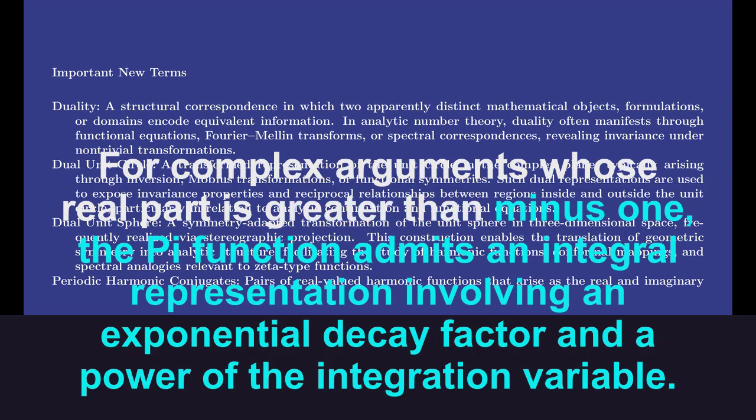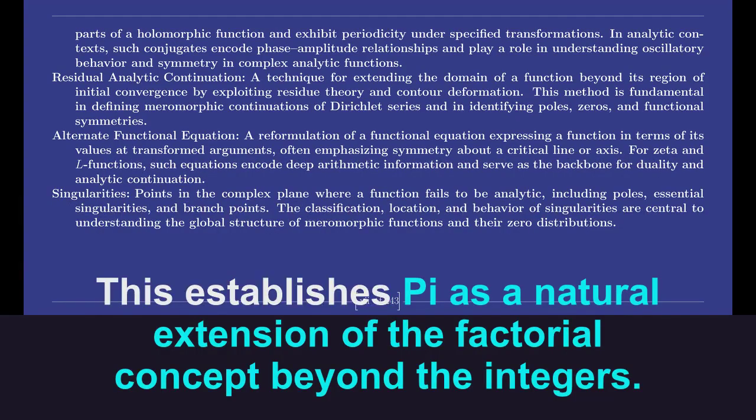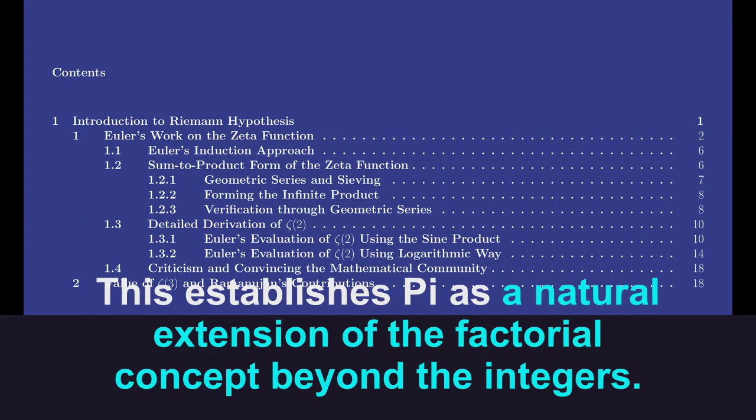The singular structure of the pi function is then examined. Its poles arise from the poles of the gamma function and occur at negative integer values shifted appropriately. A local Laurent expansion describes the behavior near these poles. Reflection formulas involving the sine function are invoked to characterize the residues, allowing the singularities to be treated in a controlled analytic manner.